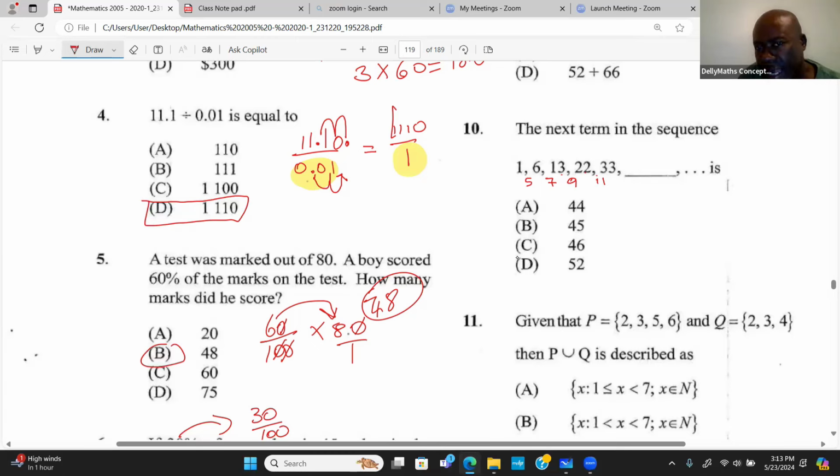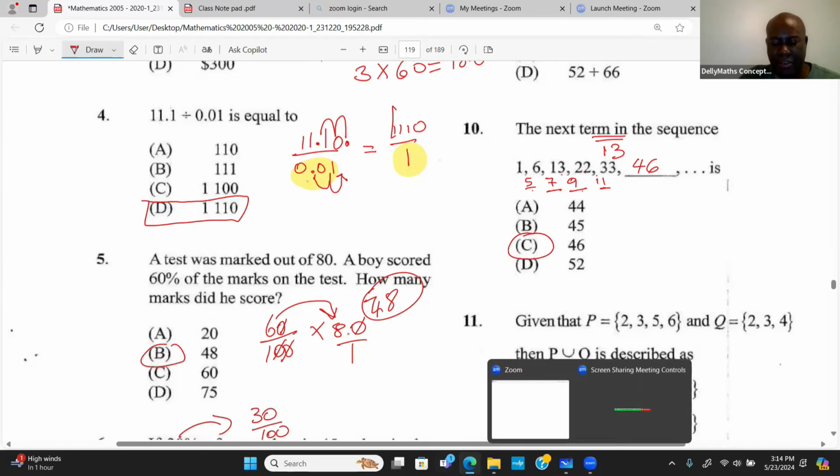So definitely, I'm going to be adding 13 to this, which is going to turn it into 46. Because we're adding 5, then 7, then 9, then 11. Then it's going to be adding 13 to 33. That's going to land us on 46. So number 10 is actually 46. So the answer is C right there.